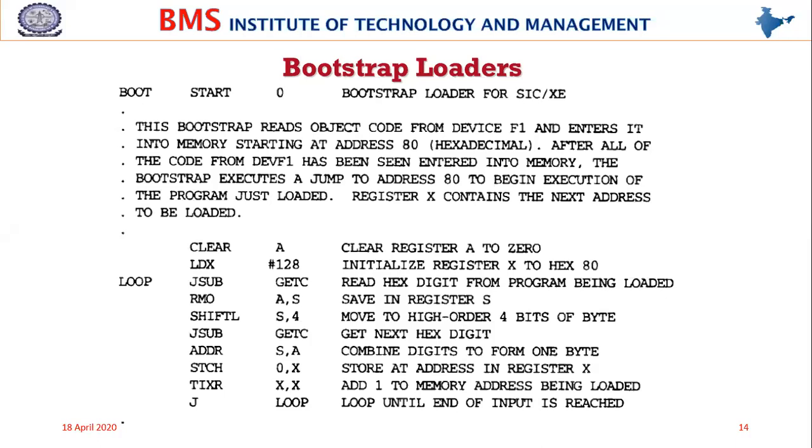After that, SHIFTL is another instruction which we are using, which we call a shift left. Shift left, what? Contents of the S register. You can see that it's not the accumulator content, it's the S register contents. By how many bits? By 4 bits. What we are trying to do is we are converting the character which we have read from the F1 device, which was placed into the accumulator, and is now transferred to S.